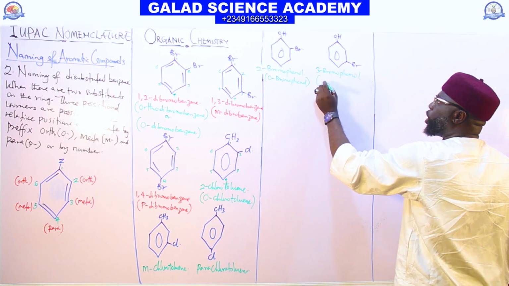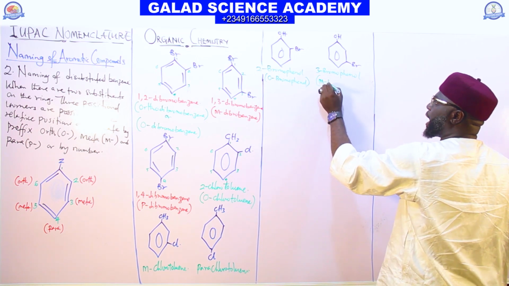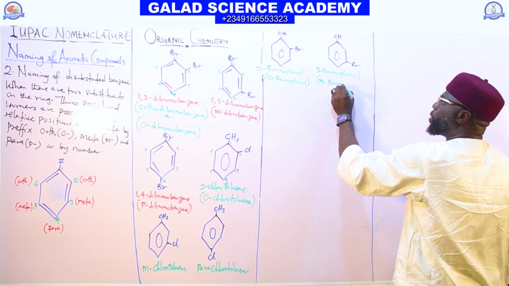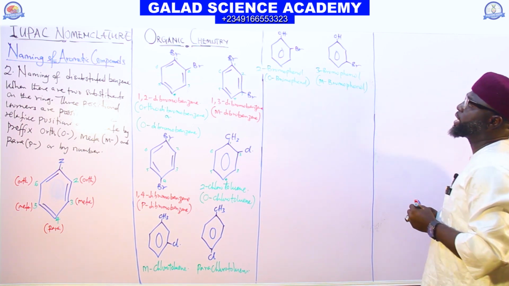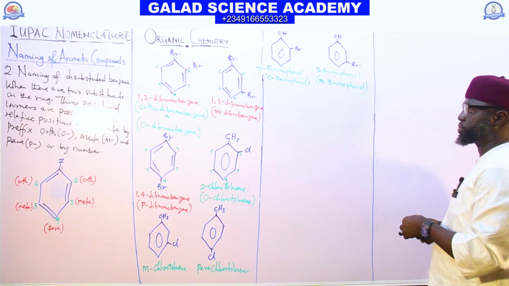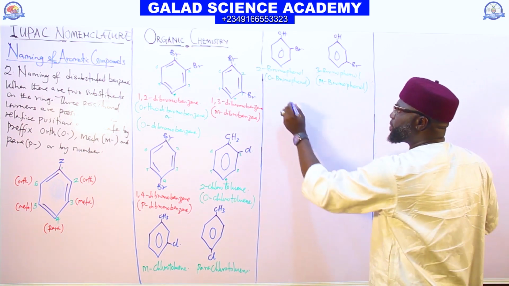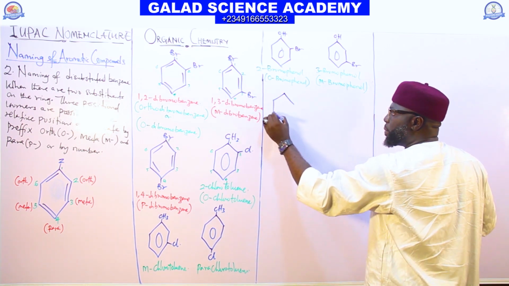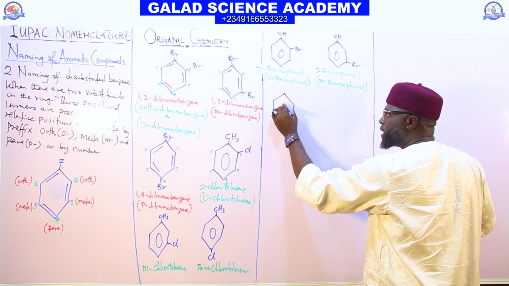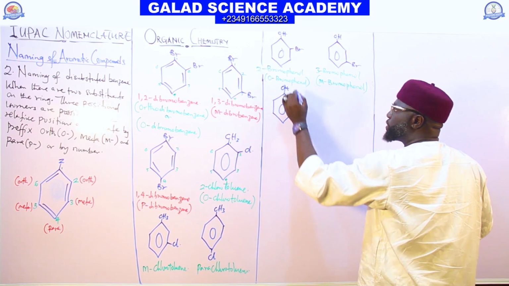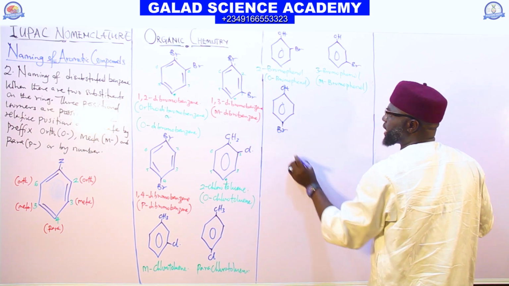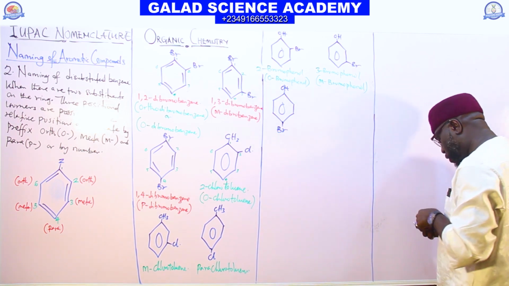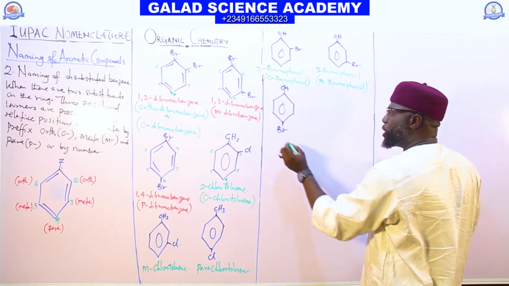3-bromophenol, or call it what? Meta-bromo what? Phenol. And in another case, we can have benzene with OH, which is phenol, and the Br attached to this site. What do you call this form? This one, you can call it what?